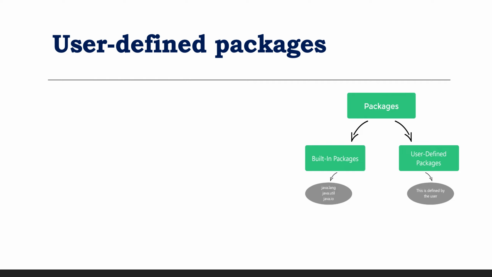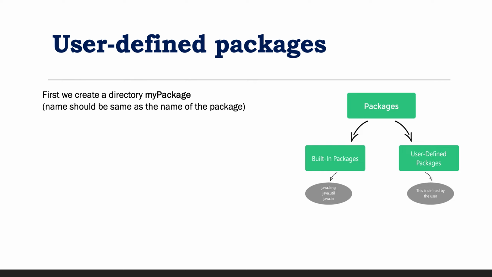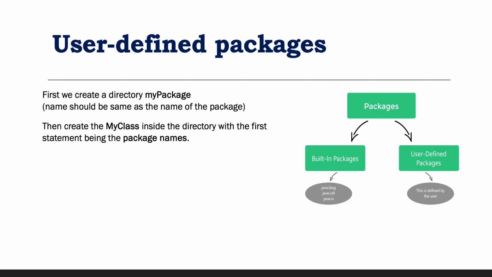Second is the user defined package. User defined package means we need to create the package. How can we do it? First we create the directory, let's say called mypackage. The name should be the same as the name of the package. So let's say the package name we want to create is mypackage. We need to create the directory mypackage and then create the class inside the directory with the first statement being the package name.